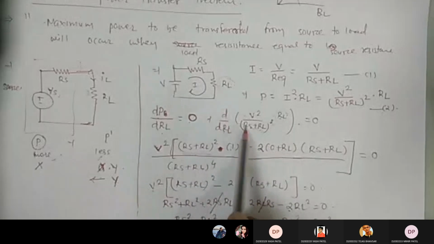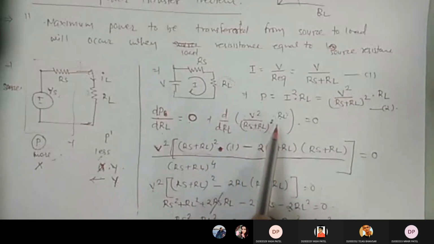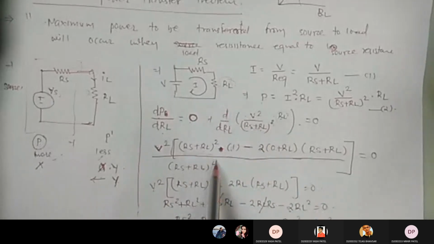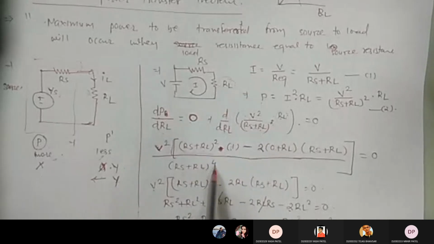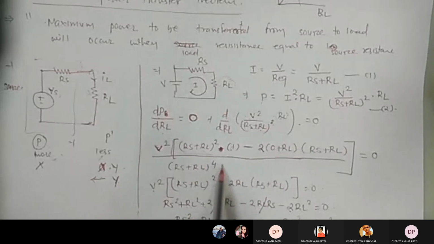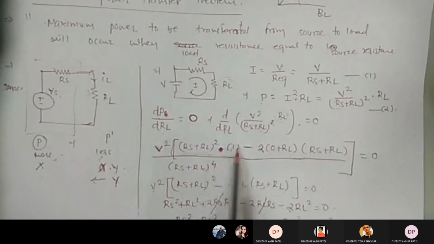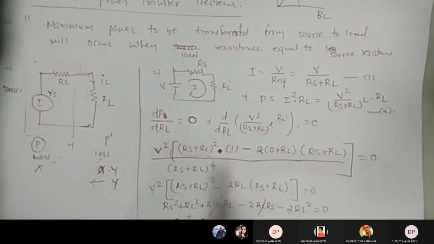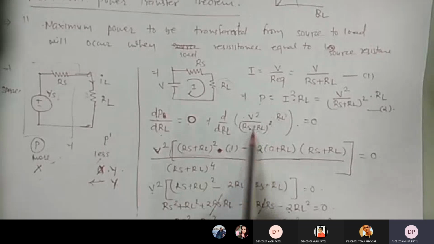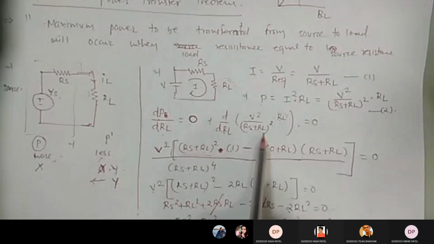So according to the rule of differentiation, what is the formula? The square of the denominator will come, so RS plus RL will be raised to 2, that is the square. This term is okay with you? Yes, so it came, minus differentiation of this.